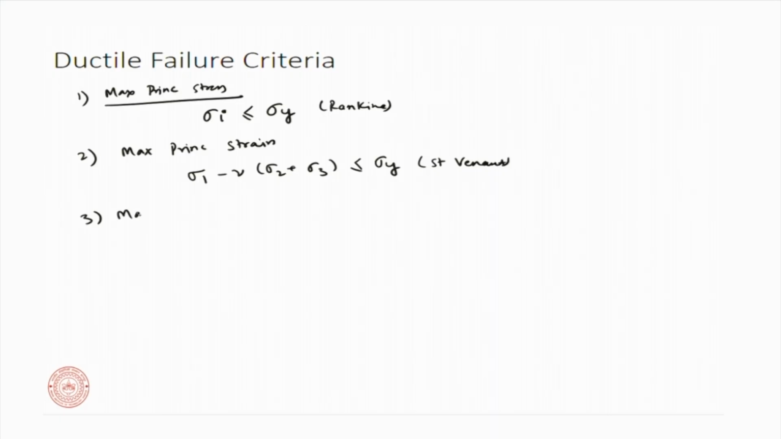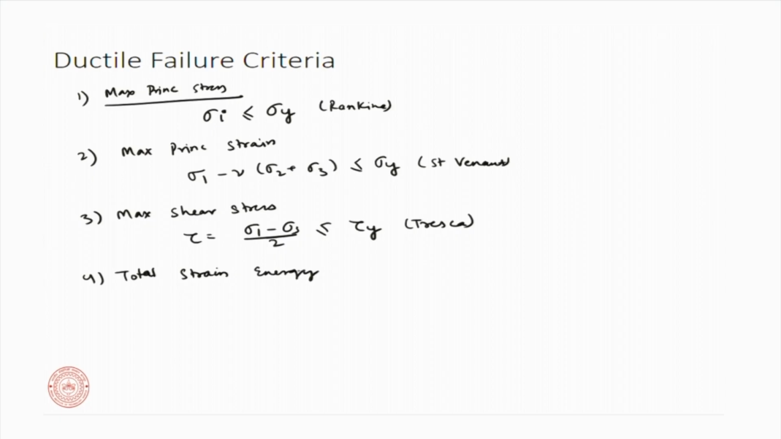And then you can have your maximum shear stress. The maximum shear stress, tau, which is equal to sigma 1 minus sigma 3 by 2, should be less than or equal to the maximum shear stress or the maximum yield stress. This is called the Tresca. Okay. And there are two other conditions which will be based upon the total strain energy and the von Mises.